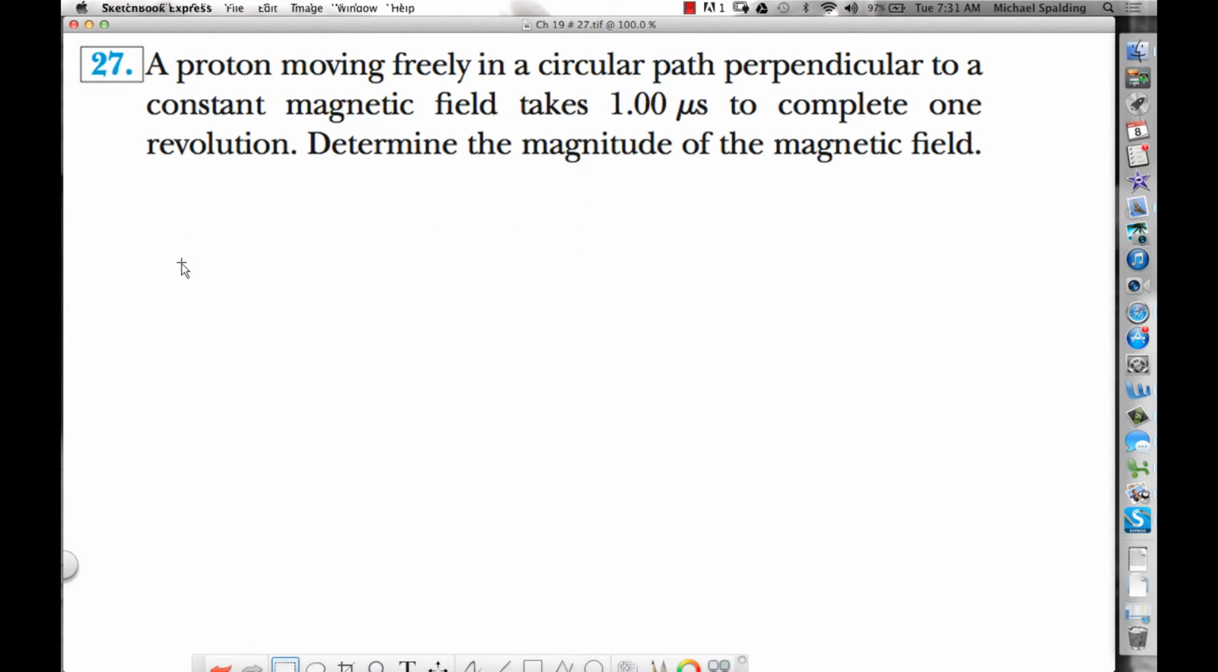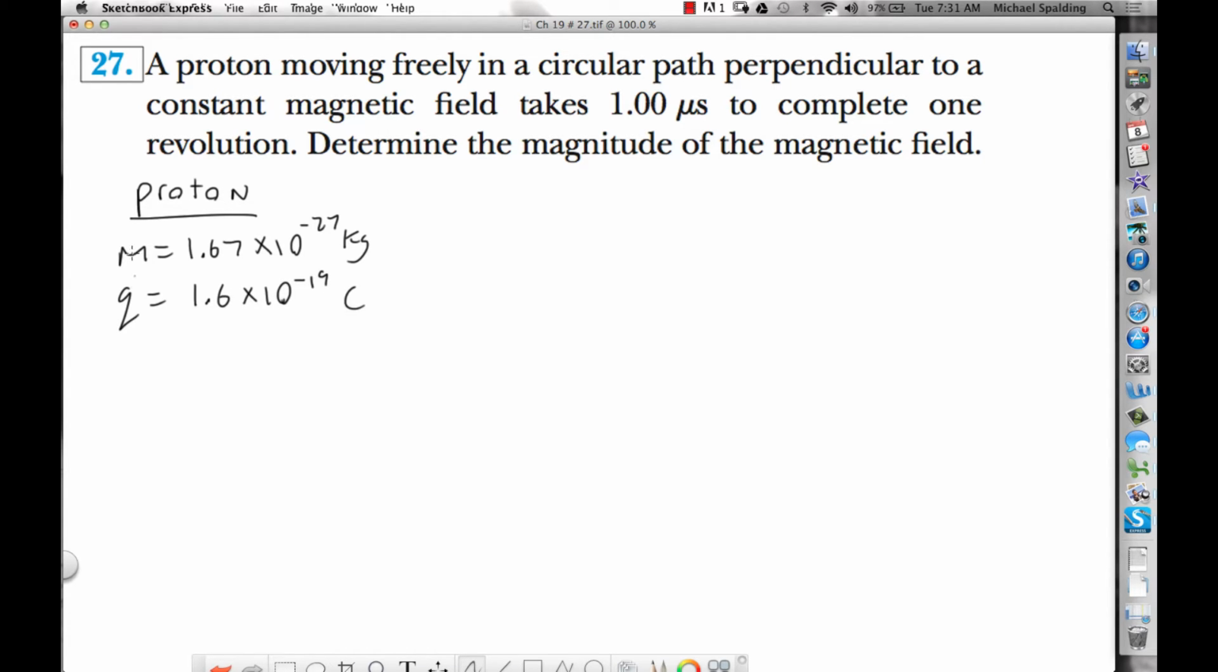All right, this problem assumes that we have proton info, and that'll be given. I don't expect you to have this memorized. For a proton, the mass is 1.67 times 10 to the negative 27 kilograms. The charge is 1.6 times 10 to the negative 19 coulombs. And this problem is talking about a proton moving perpendicular to a magnetic field.